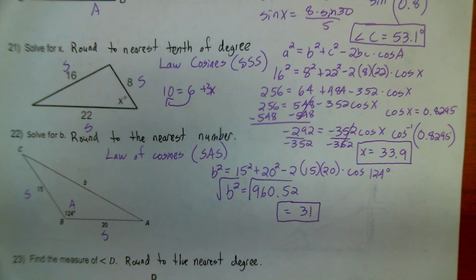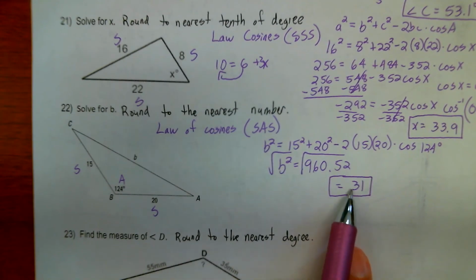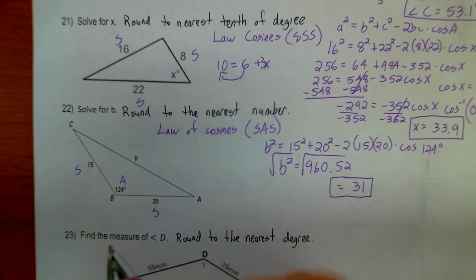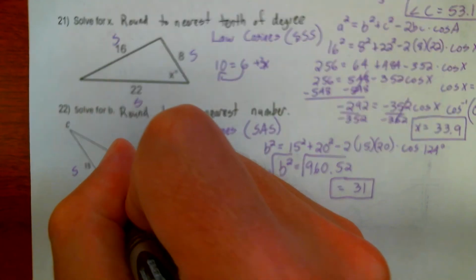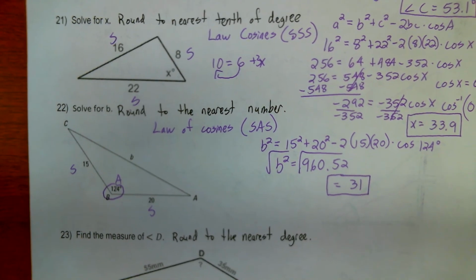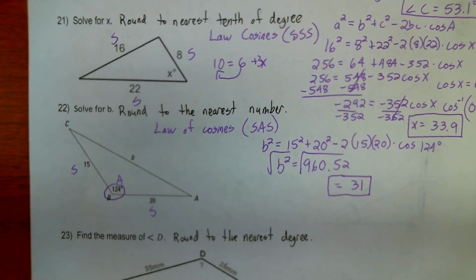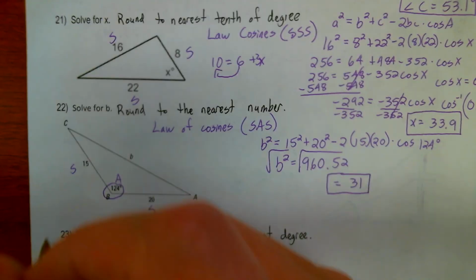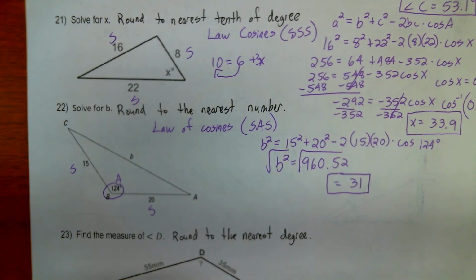Now, does that answer make sense? 31 is bigger than 15 and 20. Why does that make sense? This guy is an obtuse angle. You can only have one obtuse angle in a triangle, right? If you had two angles that were both 100 degrees, 100 plus 100 is already 200. You're already over 180 degrees. That can't happen. So anytime you see an obtuse angle, remember our inequalities in one triangle.